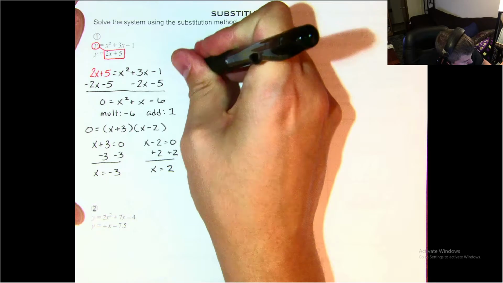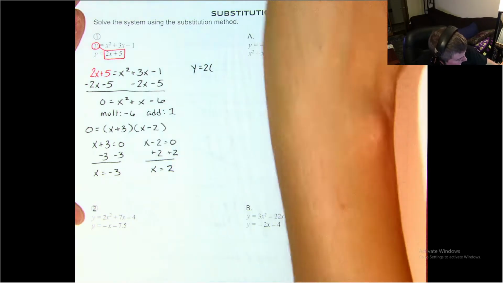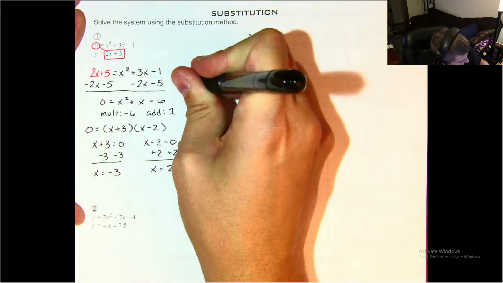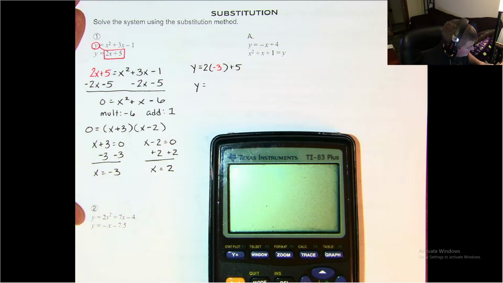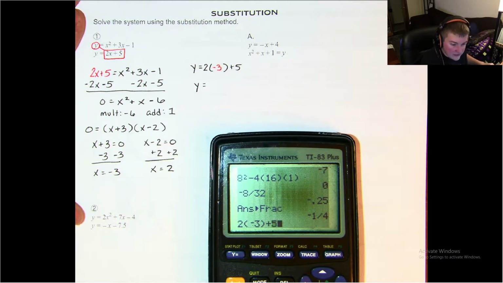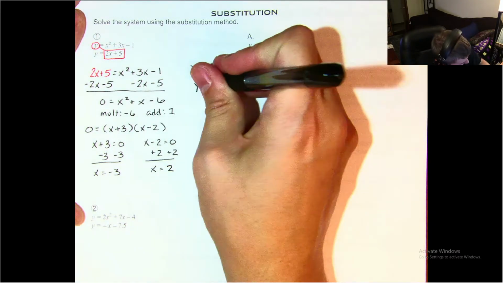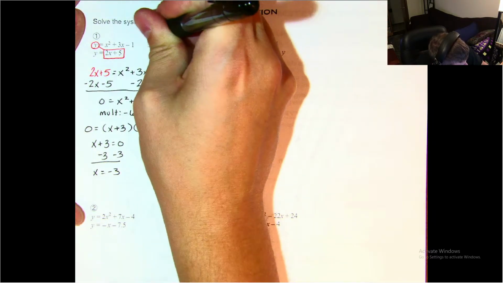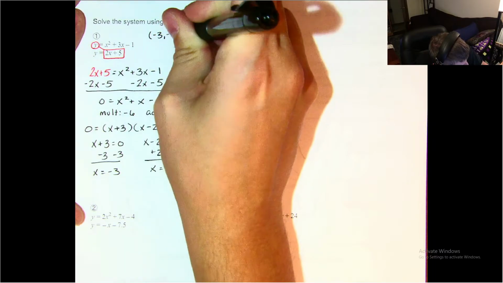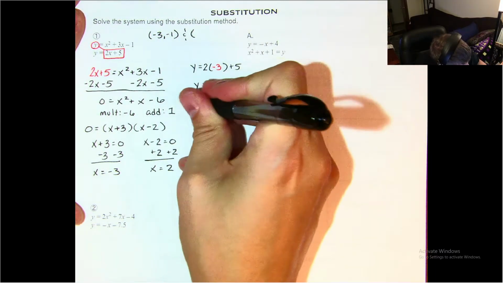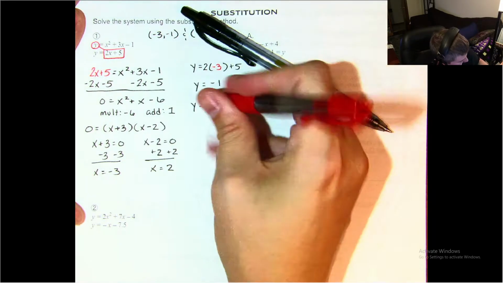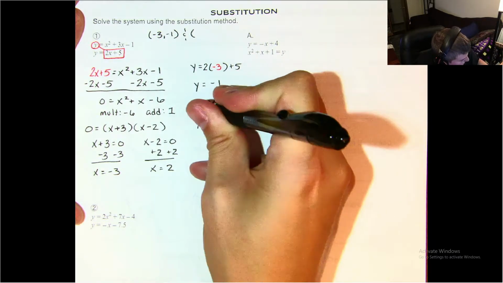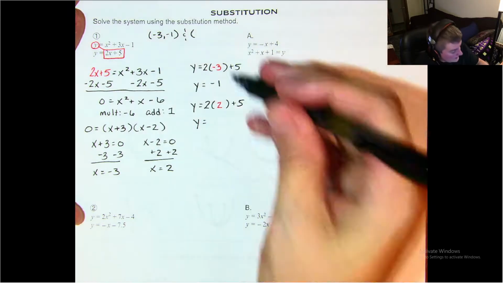So we would say y is equal to 2 times -3. Then we're going to add 5, okay? So that means y is equal to, so 2 times -3 plus 5 is -1. Okay, so our first solution is the ordered pair -3, -1. And then we have a second pair, okay? This is going to be y equals 2 times 2 plus 5. Well, 2 times 2 is 4. 4 plus 5 is 9.